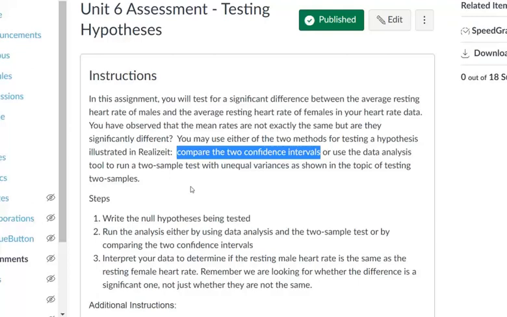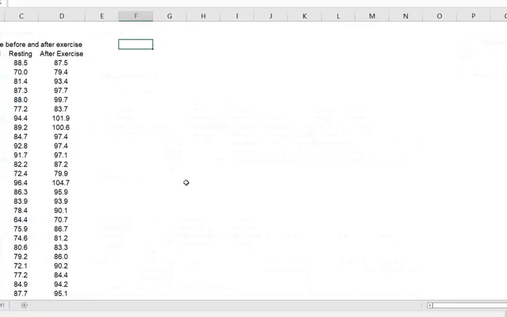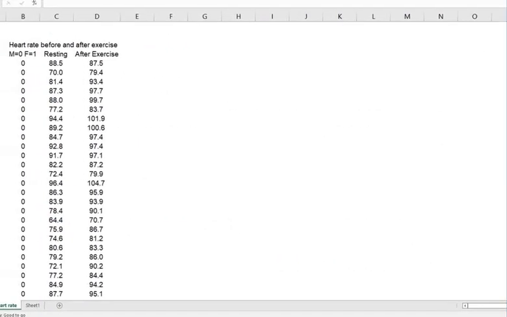If they overlap, we can't say there's a difference between male resting heart rate and female resting heart rate. If they don't overlap, then we say, hey, there is a difference, because our confidence intervals don't even cross with one another, so they must be statistically significantly different.